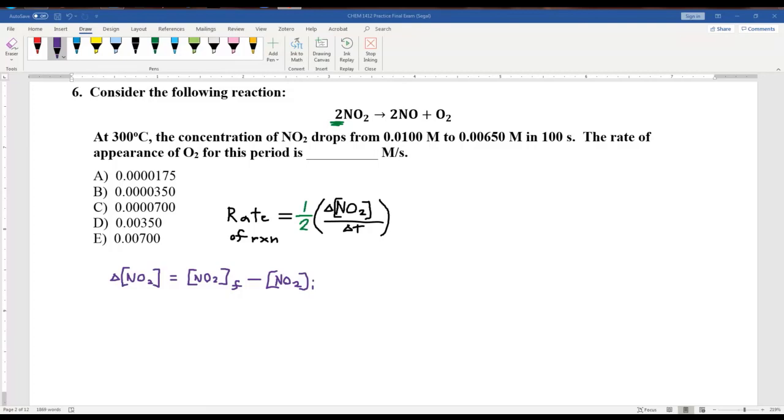Since the change in NO2 is always going to be negative because it's a reactant, I end up having to put a little negative sign in front here to change that negative value into a positive. The negative of a negative is a positive.